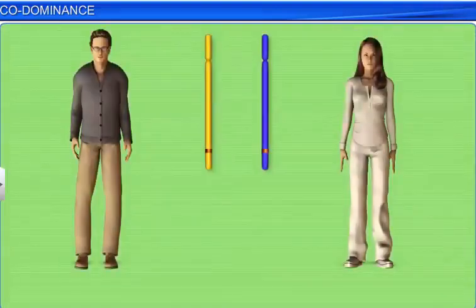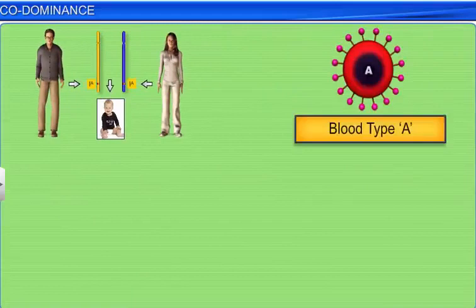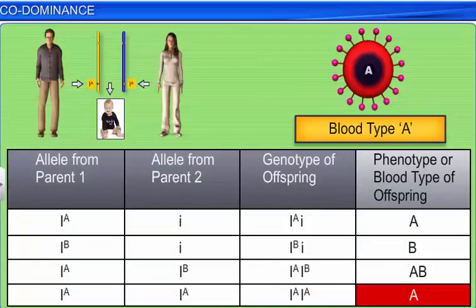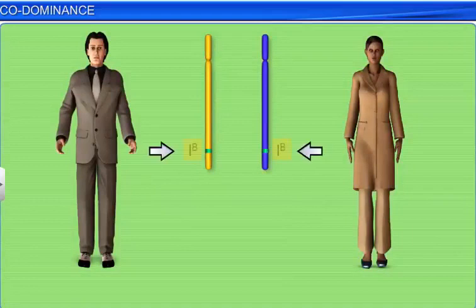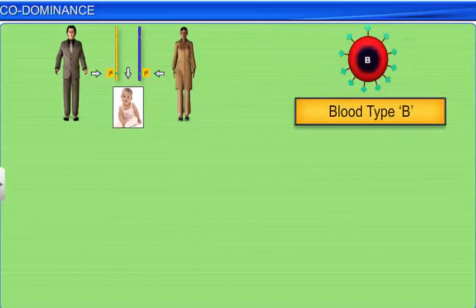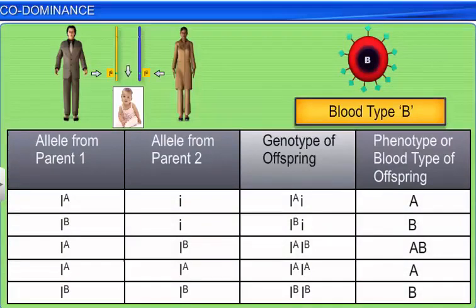Now, if the alleles from both parents are IA, once again, the RBCs have only type A sugar in them, and therefore, the offspring has a genotype IA IA and phenotype A. Likewise, if the alleles from both parents are IB, the RBCs have only type B sugar, and so the offspring has a genotype IB IB and phenotype B.